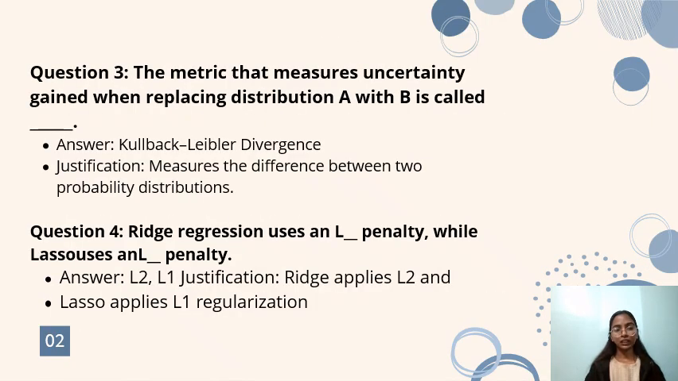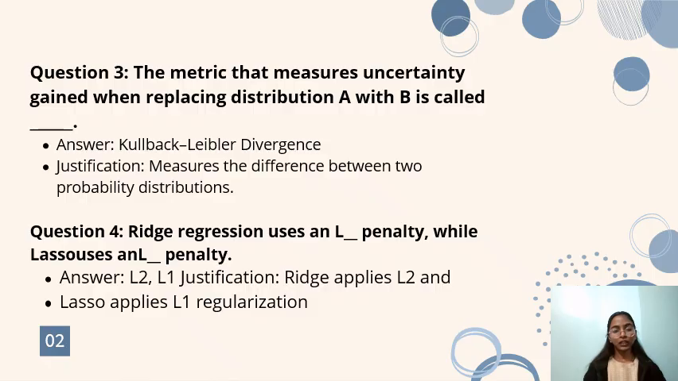Now move towards the third question, which says that the metric that measures uncertainty gained when replacing distribution A with B is called dash. So in this question we are asked about the dissimilarity between two probability distributions. This is used in information theory to compare distributions. So the correct answer is Kullback-Leibler divergence. It is used because it quantifies information loss and it measures the differences between two probability distributions.